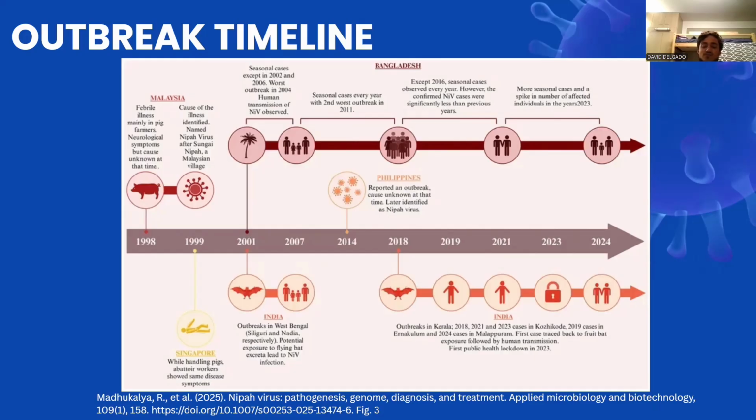Whereas in India, the outbreaks occurred due to infected bats. And in the Philippines, there were outbreaks in 2014, but we didn't know at the time that it was Nipah virus until a few years later, when it was researched what this outbreak was all about. And the Nipah virus outbreaks in India continued in 2018, 2021, and 2023.